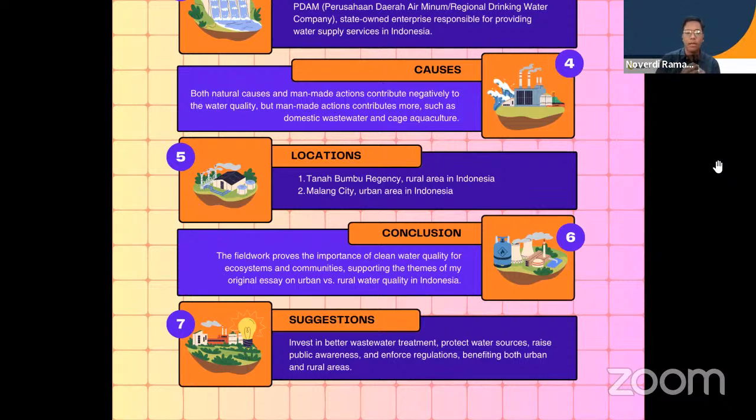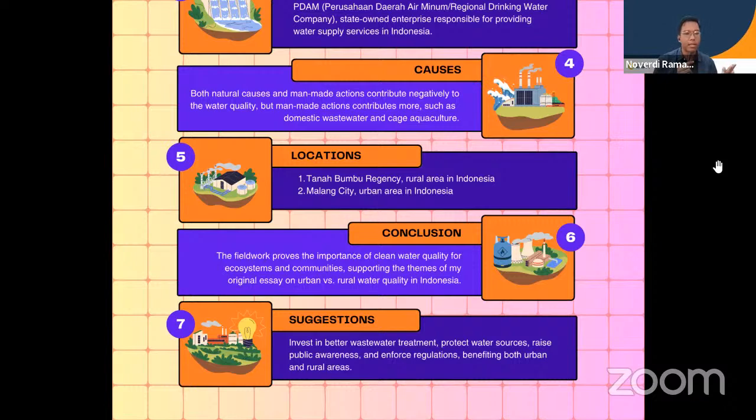And the conclusion from doing the fieldwork and also from my original essay is that the fieldwork proves the importance of clean water quality for ecosystems and communities. Because in Malaysia, we see that the areas with worse water quality have fewer species of butterflies and also dragonflies. This implies that good water quality is better for the environment, also supporting the themes of my original essay on urban versus rural water quality in Indonesia.